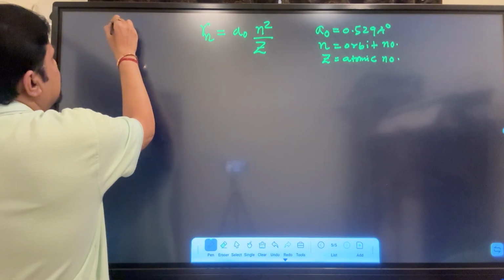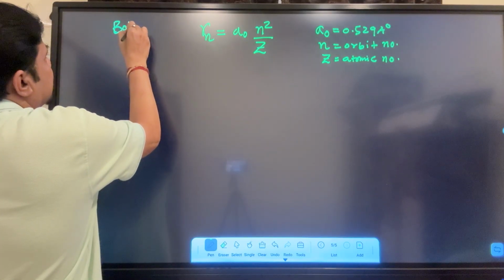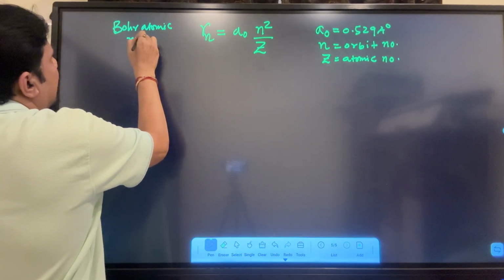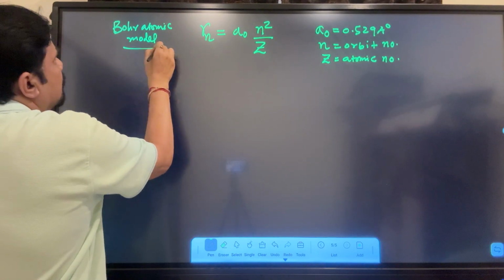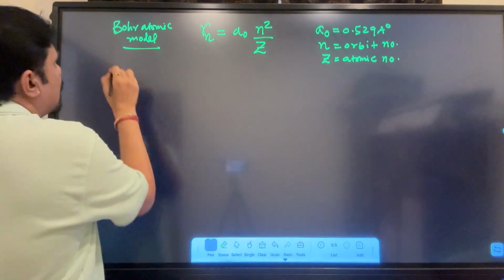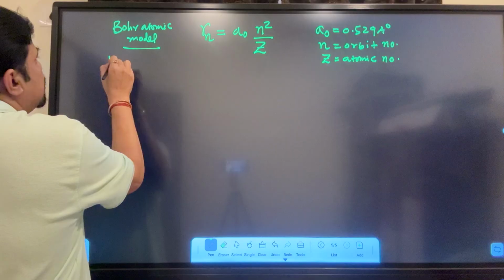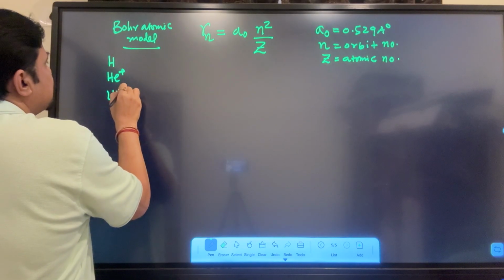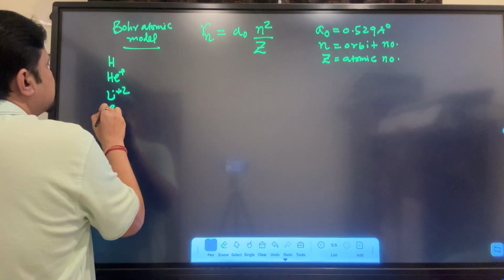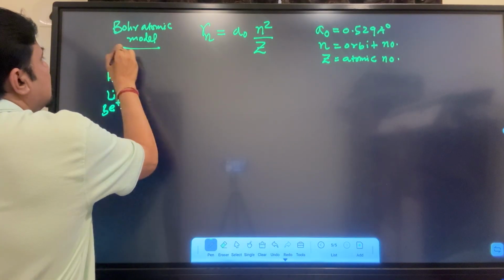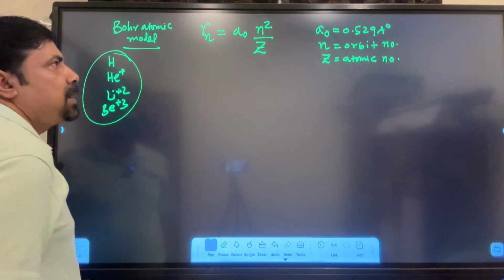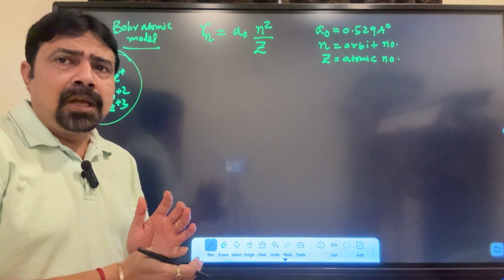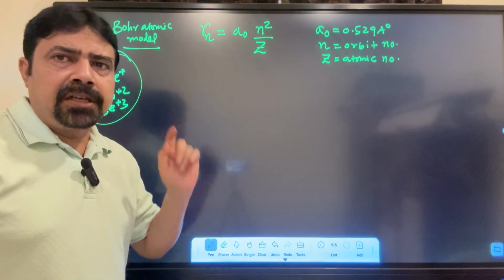This is the nth orbit radius of the Bohr atomic model, and this will be applicable for the hydrogen atom or hydrogen-like atoms, like He plus, lithium plus 2, or beryllium plus 3. For such atoms the Bohr atomic model will be applicable. Now here I want to explain a few very important points.